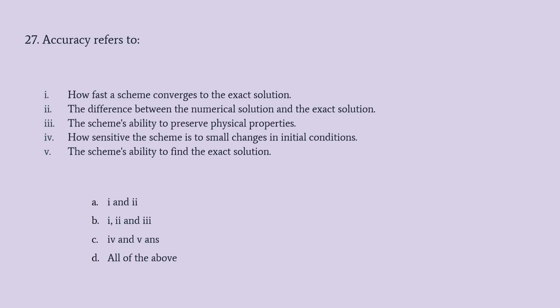Next question is on the properties of schemes. Accuracy refers to, the statements are: first one, how fast the scheme converges to the exact solution. Second statement, difference between numerical solution and the exact solution. Third statement, scheme's ability to preserve physical properties. Fourth statement, how sensitive the scheme is to small changes in initial conditions. Fifth statement, the scheme's ability to find exact solution.